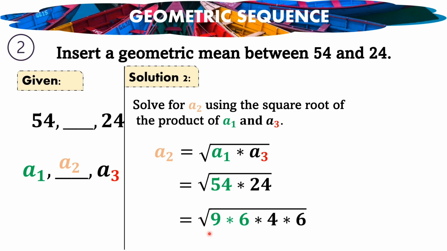We have the square root of 9 times 6. 9 times 6 is 54. Factors of 24 is 4 times 6. Therefore, a sub 2 is positive negative 36.